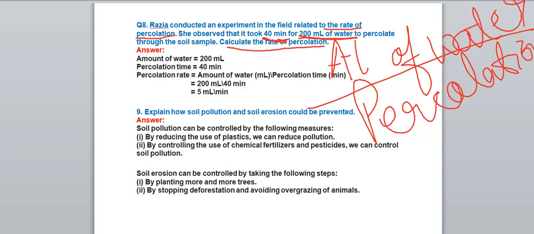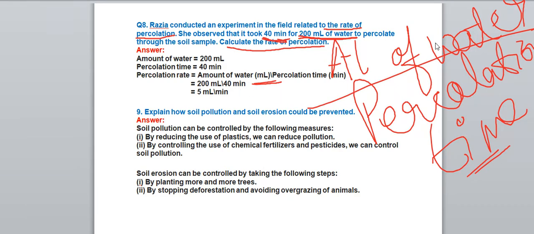This is the formula to calculate rate of percolation: amount of water divided by percolation time. But in calculating rate of percolation, you have to remember that the amount of water should always be in ml, milliliter, and the percolation time should always be in minute. Then you will get the unit of rate of percolation as ml, milliliter per minute.